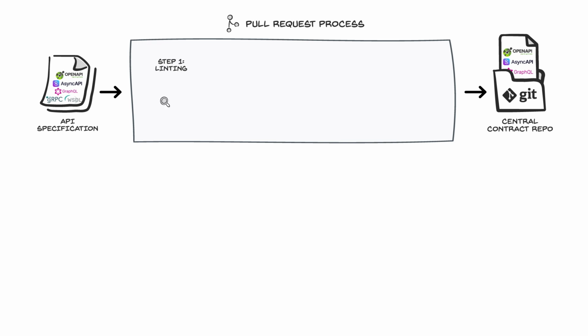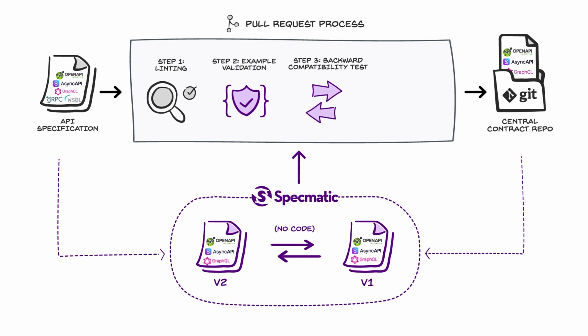Step 1, we do linting to make sure that the specifications are as per the standards. Step 2, we validate examples to ensure our testing data is accurate. Step 3, we do a compatibility test to make sure we are not accidentally breaking backward compatibility. Step 4, we review and merge the updated spec in the repo. This will ensure the central contract repo always stays up to date.